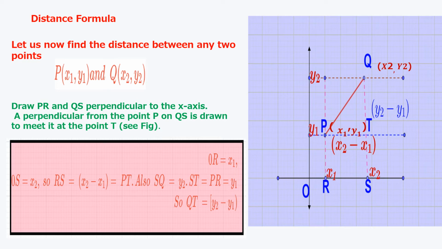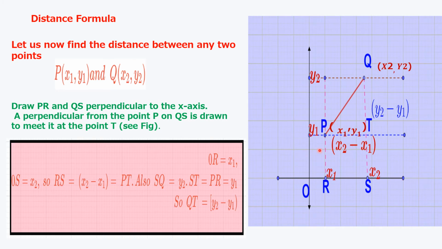Now let us derive the distance formula. We want to find the distance between P and Q. Let us take the coordinates of point P as x1 and y1, and the coordinates of point Q as x2 and y2. Now, in order to find the distance between these two points, we have to do certain constructions. Draw PR and QS perpendicular to the x-axis.